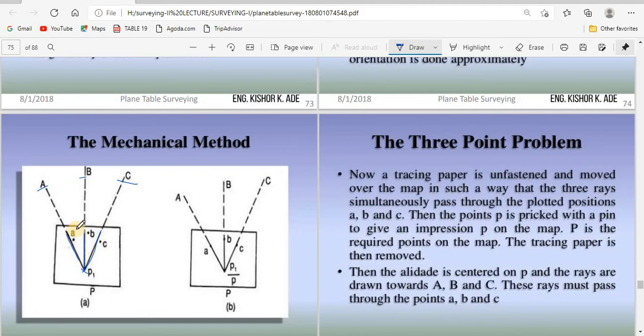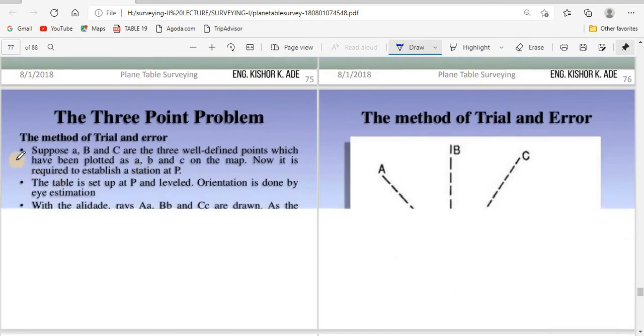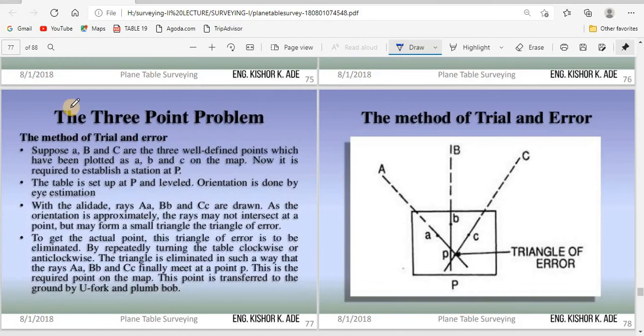Now you will have to adjust your tracing paper in such a way that the line P1 should exactly match with A, the line P1 should exactly match with point B, and the line P1 should exactly match with C. Okay, you have to adjust your tracing paper by moving it here and there. Once you get that point where all the lines are matching with A, B and C, then you have got the point which is to be established, that is nothing but your point P. Okay, this is your mechanical method. Then there is also one method which is called the trial and error method.